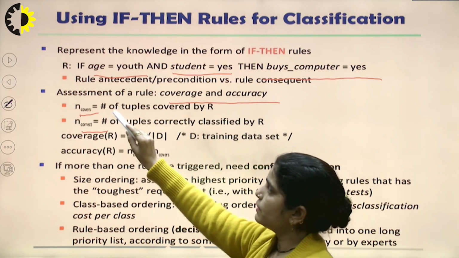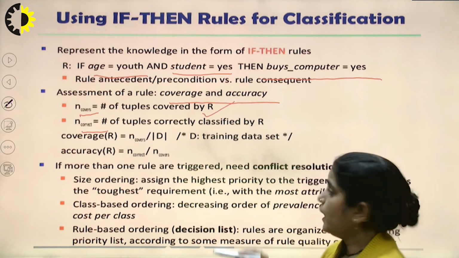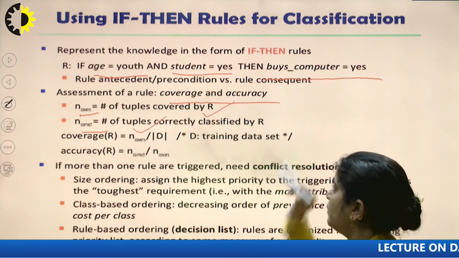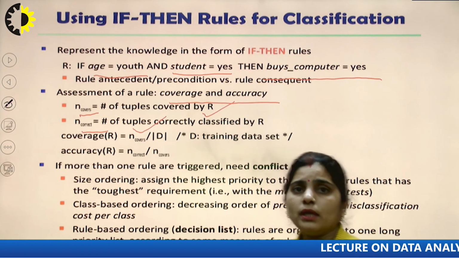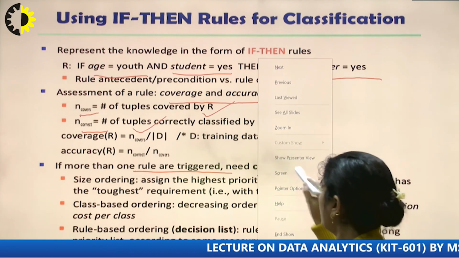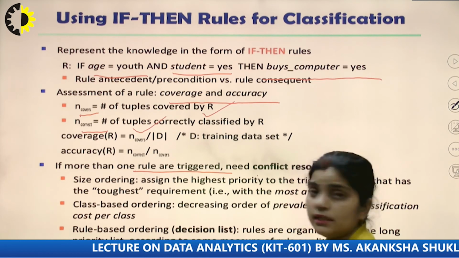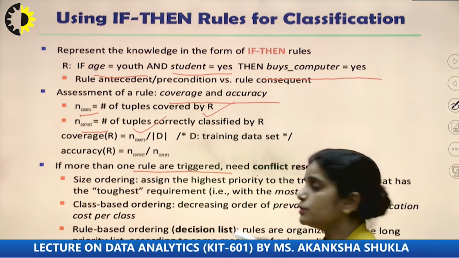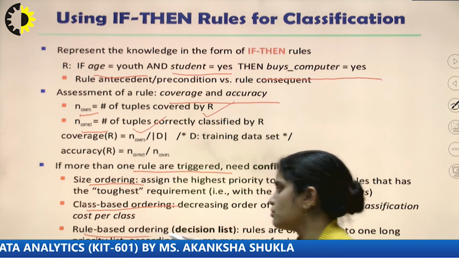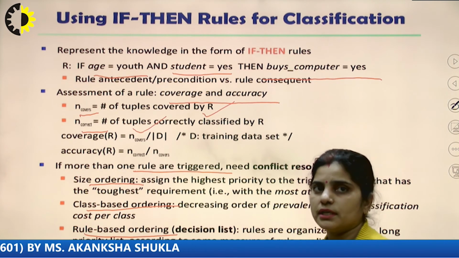So, N covered defines the number of tuples which are covered by that particular rule, and N correct defines the number of tuples which are correctly classified by that particular rule. If more than one rule is triggered, then there is a conflict, and to resolve that conflict we have to introduce conflict resolution. So what we do is size ordering, class-based ordering and rule-based ordering to resolve the conflict if more than one rule is triggered.